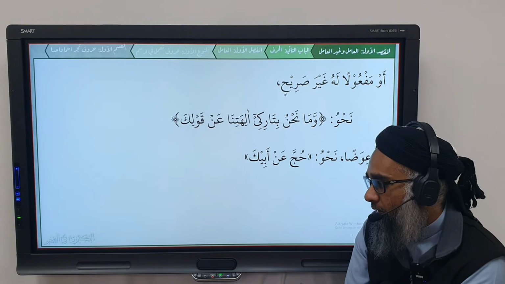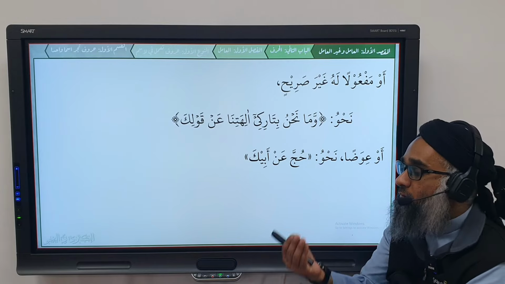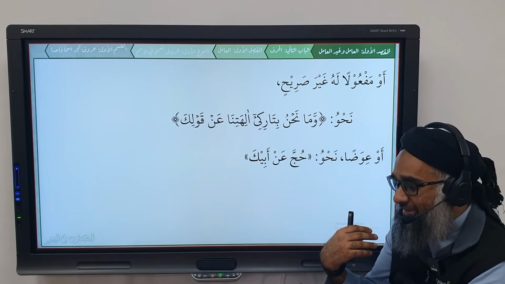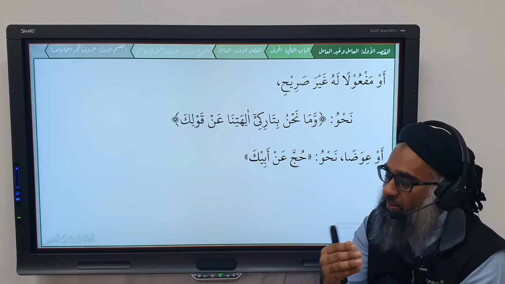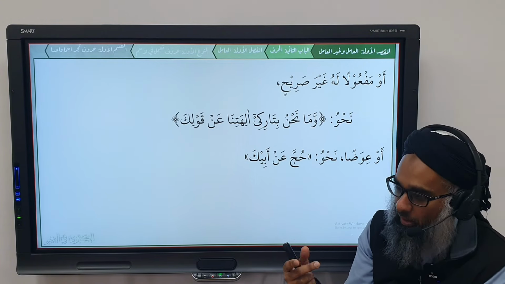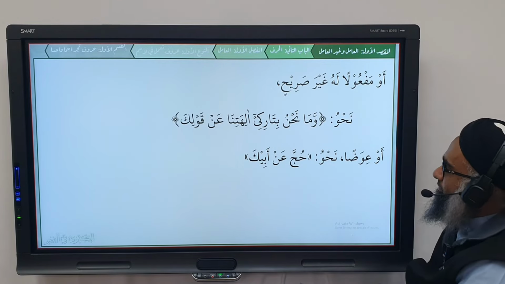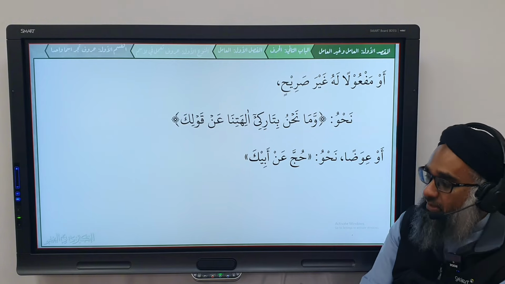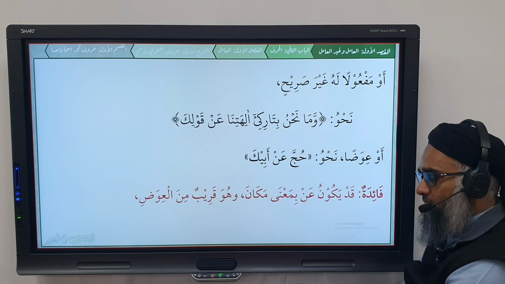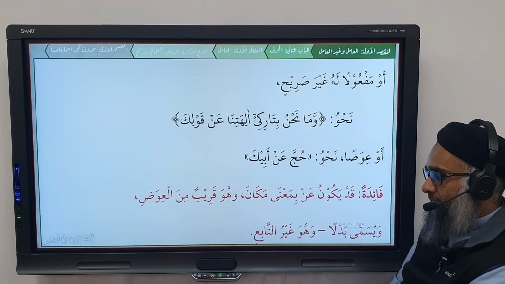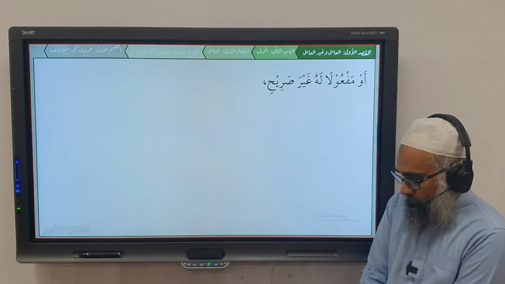Aywa ma nahnu bitariki alihatina an qawlik. So we're not going to leave our gods, our idols, because of your statement, because of you saying something. So here, we will not distance ourselves. And this qawlik is a sabab. If you want, you can figure out how the an will work. It can be iwad: hujja an abik, perform hajj on behalf of your father. Yes? Okay. Correct? Let's just stop here, inshallah.